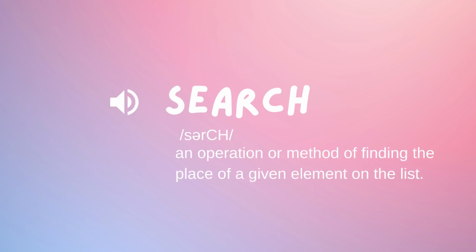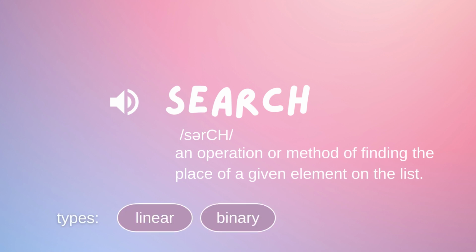In this tutorial, we will be discussing search. But first, what is search? Search is an operation or method of finding the place of a given element or value on the list. Search has three types: linear search, binary search, and the improved variant of binary, which is the interpolation search.